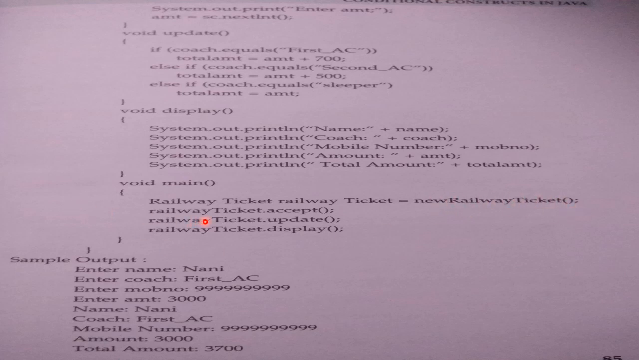Now with the help of the object we will call all the functions. Railway ticket dot first function accept, then railway ticket dot update, this is the second function, and railway ticket dot display. Okay. So this sequence you can change also, no problem. It will call, but it will be better according to the sequence. Means first we will accept the details, then we will calculate the amount, and then you have to display all those details. So in the same way we will call the functions also.